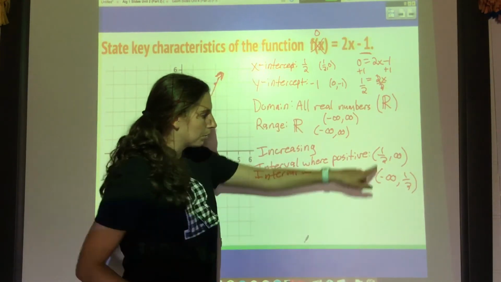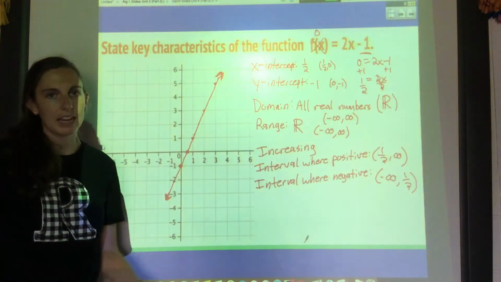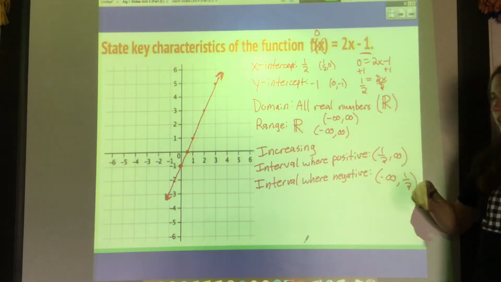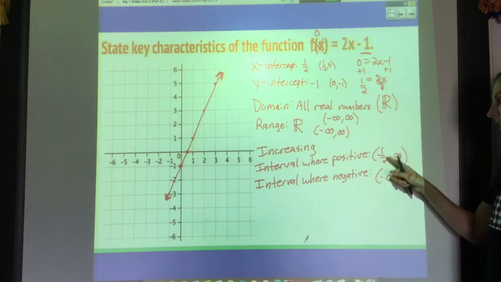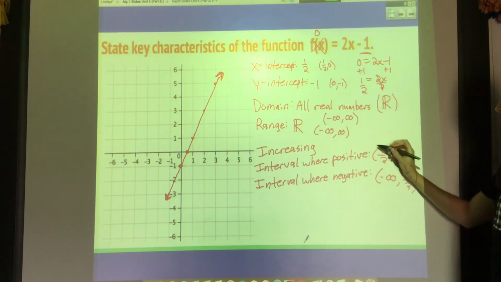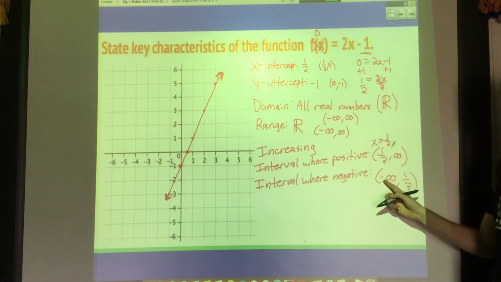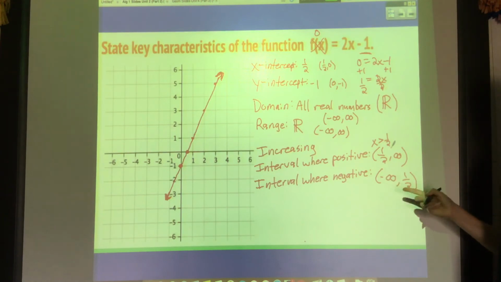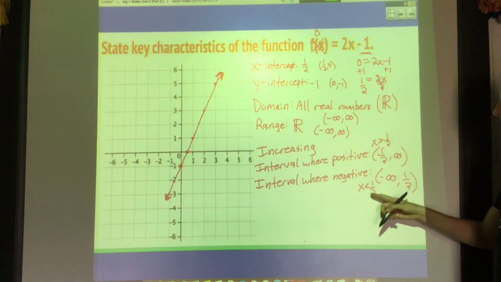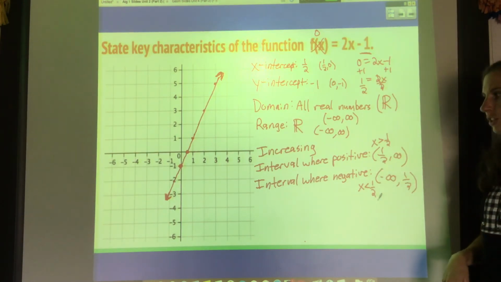Technically we do parentheses around the 1/2 because the 1/2 is not included. It's right in between positive and negative, but that's okay. Remember, you could also, if you wanted to, write this in set notation rather than interval notation. So instead of saying from 1/2 to infinity, I could have just said where x is greater than 1/2. And instead of saying from negative infinity up until 1/2, I could have just said where x is less than 1/2. These mean the same thing. So whichever you prefer, although I would recommend the interval notation just so you get used to that.